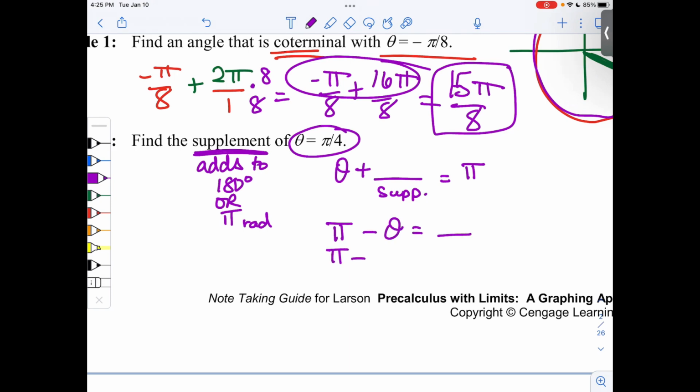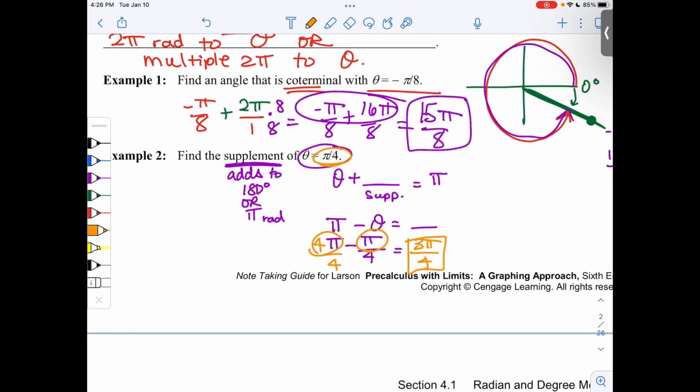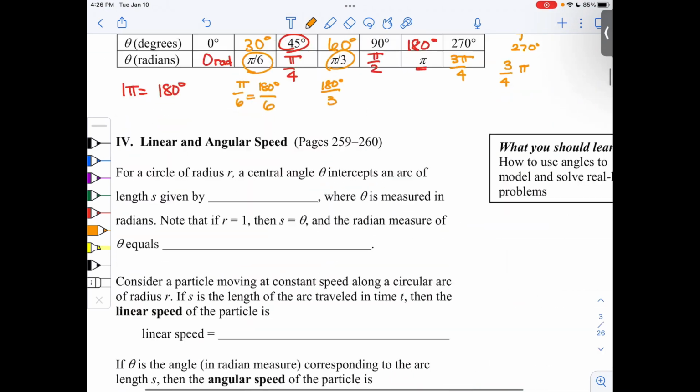So pi minus theta. In order to subtract this, I'm going to make a common denominator by multiplying and dividing by 4 on top and bottom. So we get 4 pi minus pi is 3 pi, all over the common denominator of 4. So our supplement of pi over 4 is 3 pi over 4, because when you add them together, you get a full 180 degrees, or pi.